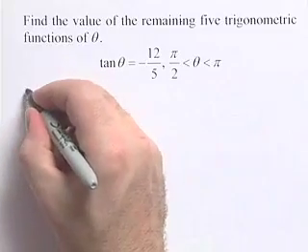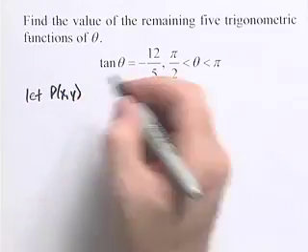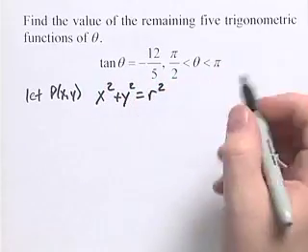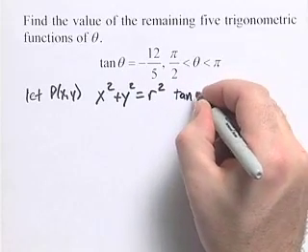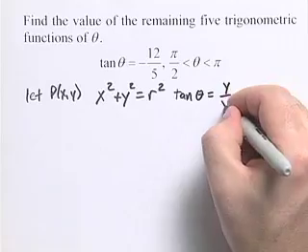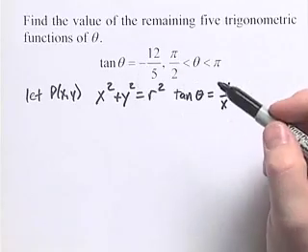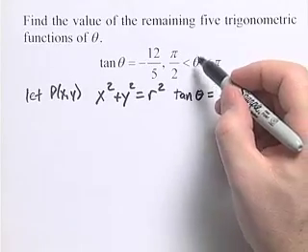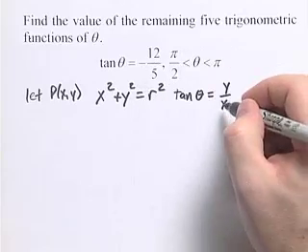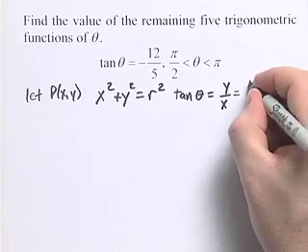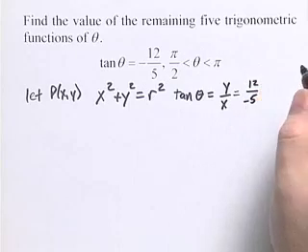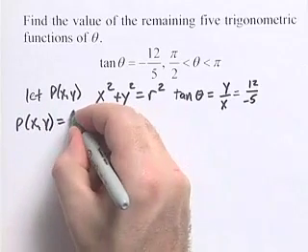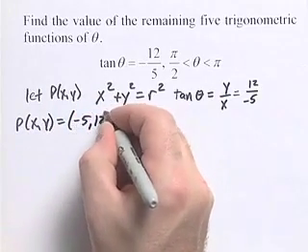If we let point xy be on the graph of a circle, x squared plus y squared equals r squared, we know that tangent of theta is equal to y over x. Now we have a negative value for the tangent, so we need to determine whether it's y or x that's negative. Since we're in quadrant 2 on our circle, we know that it's the x value that's negative, so we can write this as 12 over negative 5. Therefore our point pxy is equal to negative 5 comma 12.